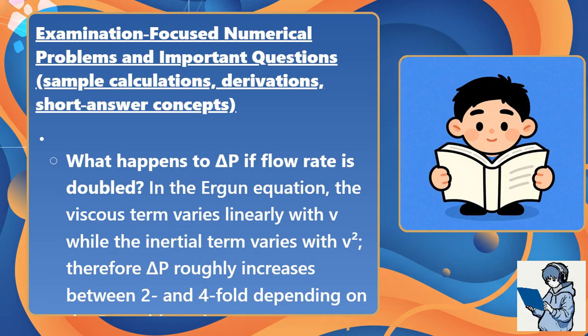What happens to delta P if flow rate is doubled? In the Ergun equation, the viscous term varies linearly with V, while the inertial term varies with V squared. Therefore, delta P roughly increases between 2 and 4-fold depending on the Reynolds regime.